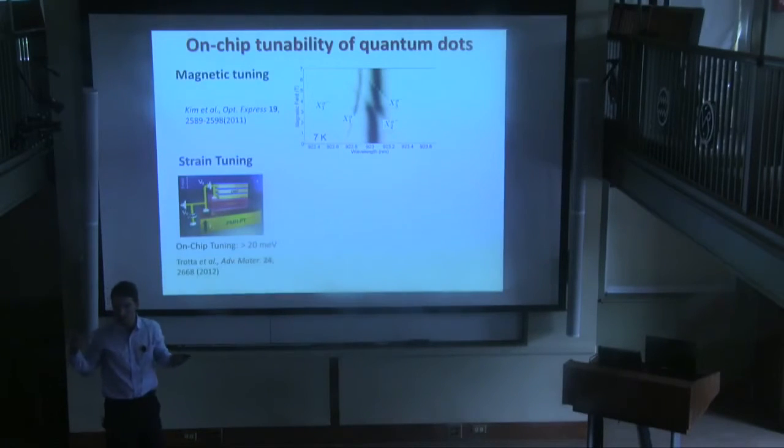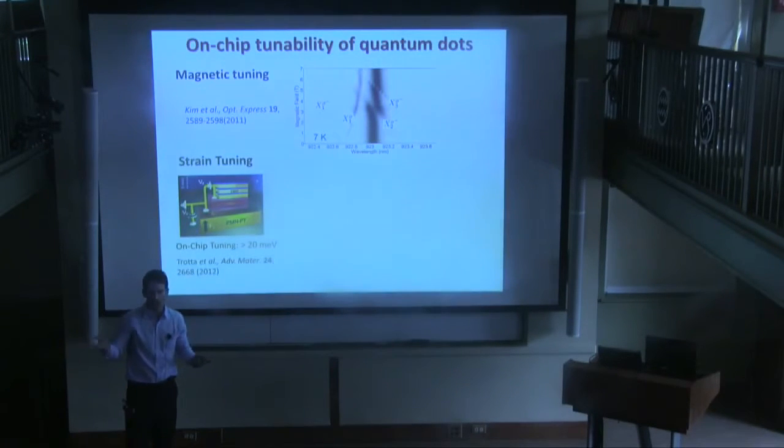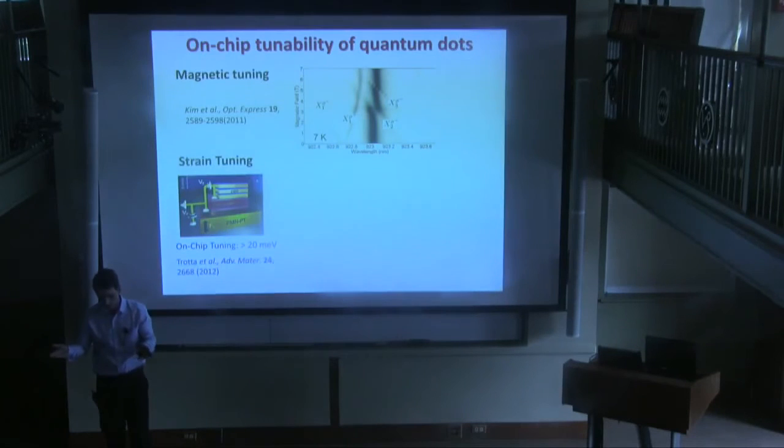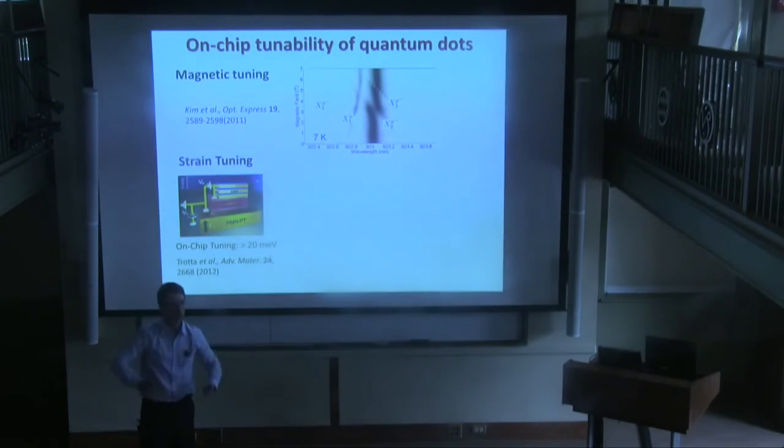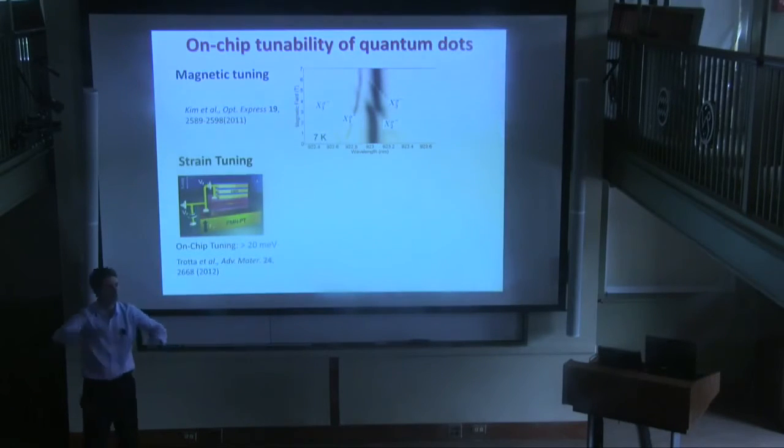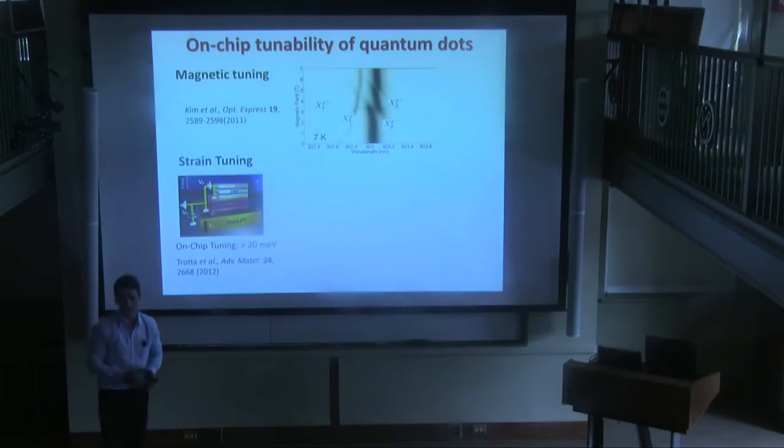When the circuit QED people spoke earlier today, they mentioned how well they can tune the resonances, the frequencies of the dots relative to each other, relative to the cavity. We need something like that.